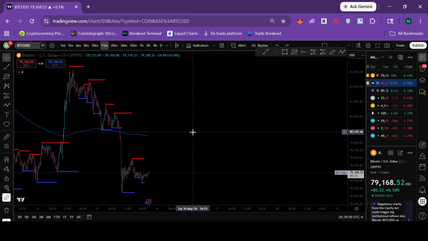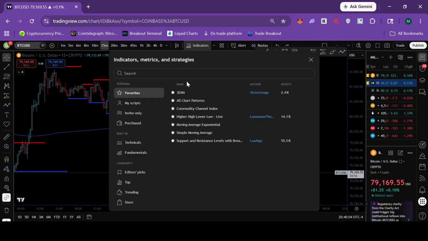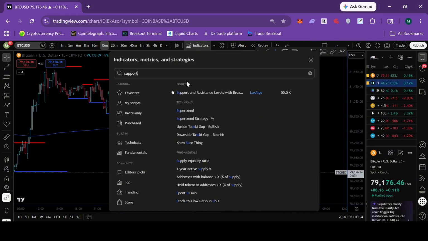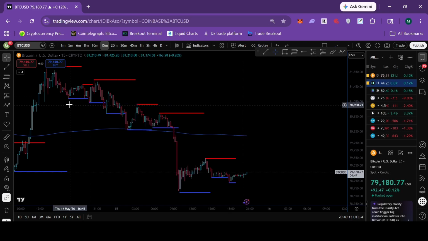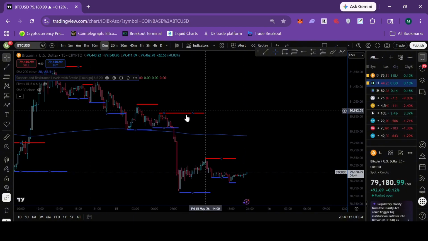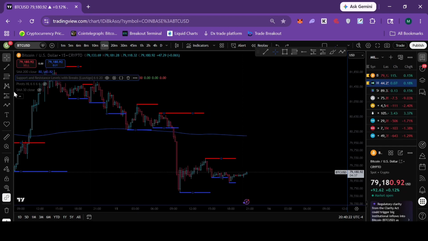Now, when it comes to this, we can use indicators to help out with finding out what trend the market is in, or you can just do it with a naked eye, right? A trend indicator that I like to use is actually a support and resistance indicator. If you're using TradingView, you just type in support, and you select the one that says support and resistance levels with breaks, Lux Algo. And when you click it, you'll see these little red lines and these blue lines. It would start off at 15 and 15, but I like levels 6 and 6 the most.